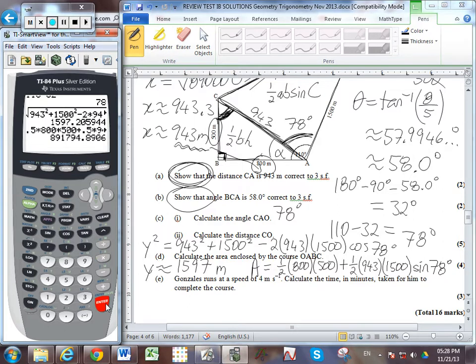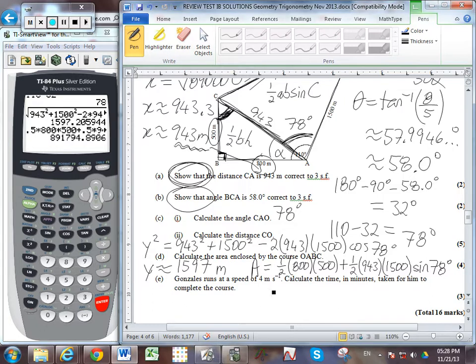And wow, that is a pretty big area, 891,000. In fact, if I rounded to three significant figures, I would get an area of 892,000. And we're dealing with meters squared because it's an area.